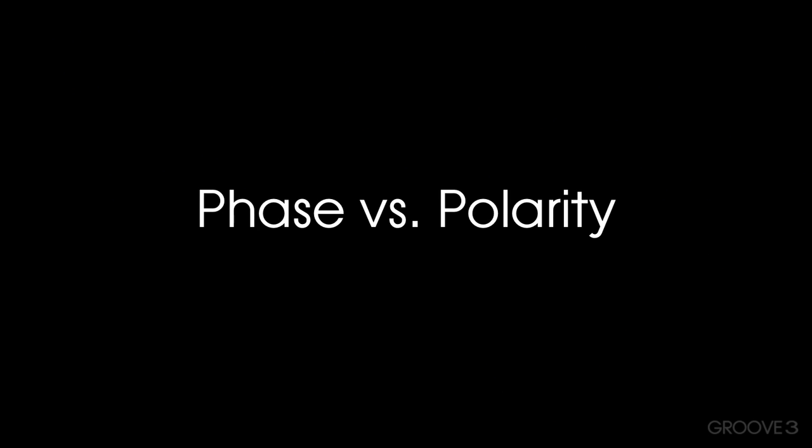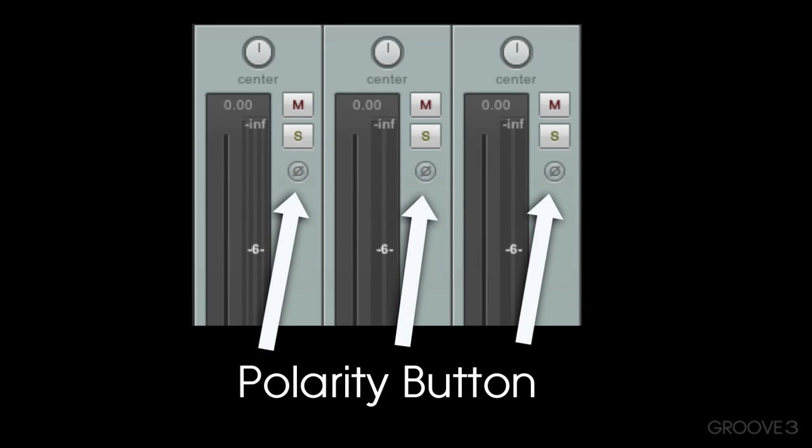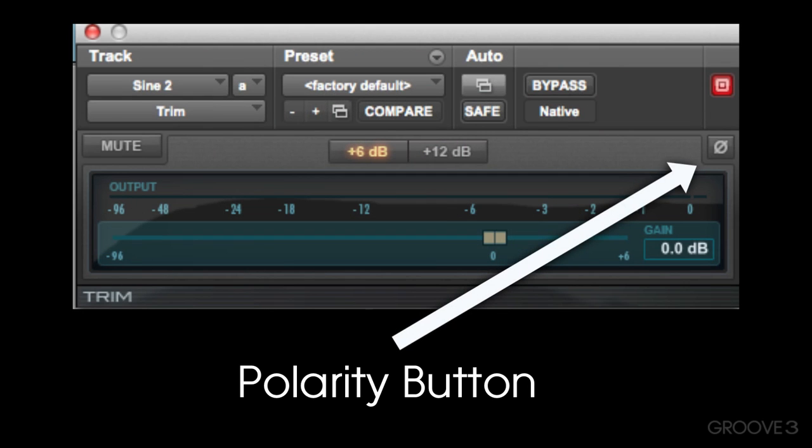Another common misconception regarding phase is the difference between phase and polarity. Many people use these terms interchangeably, but they are different. Most analog consoles and DAWs have a polarity button right on the channel. Pro Tools doesn't have one yet, but you can use plugins to do the same thing.